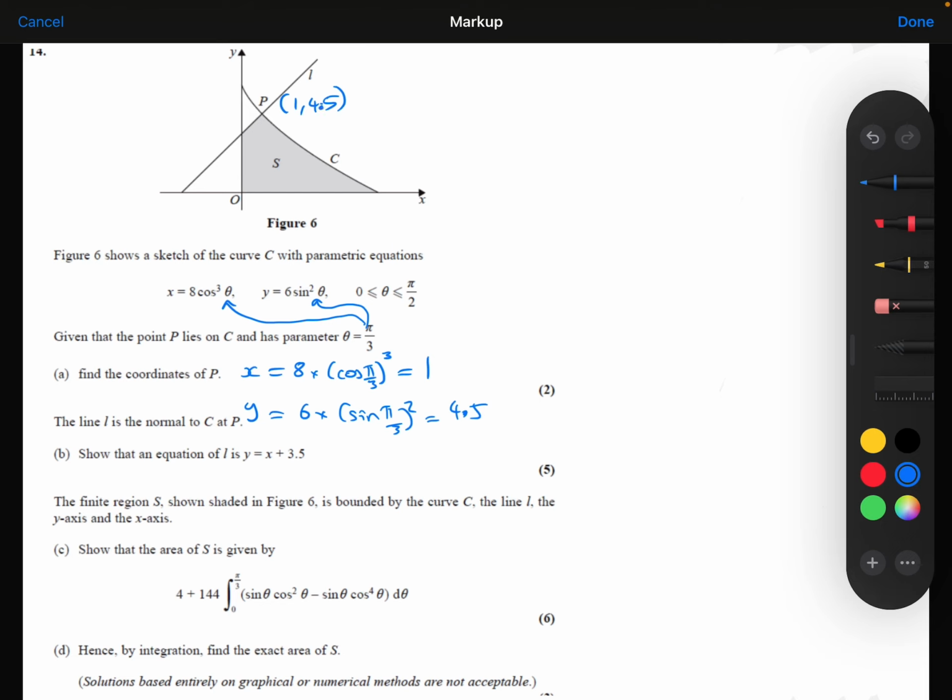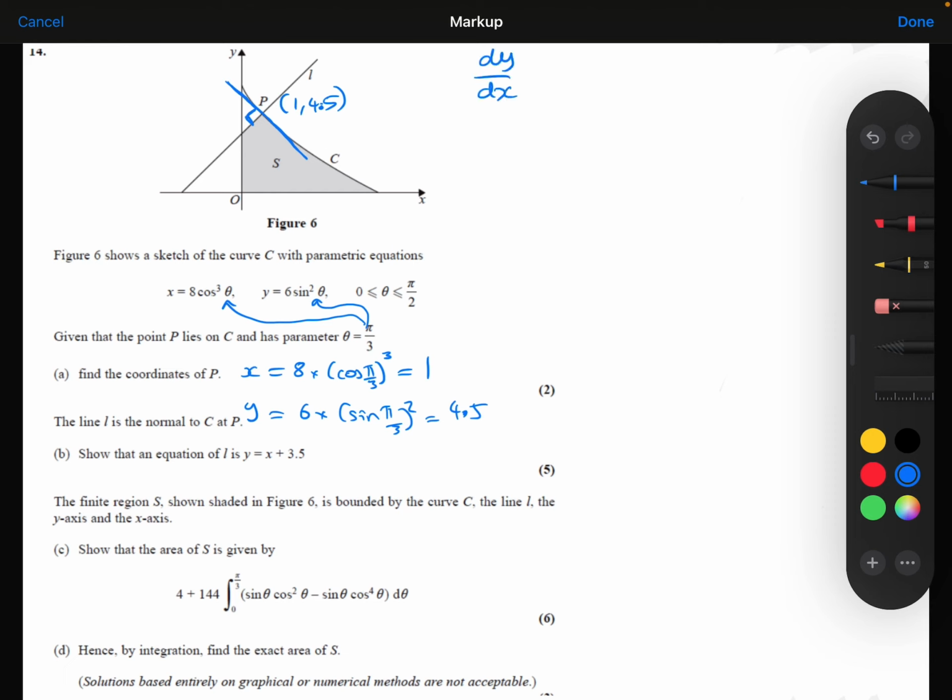Part B. We're told that the line L is normal to the curve at P, and we need to show its equation is y equals x plus 3.5. So it's normal to the curve, so we know that it's perpendicular to the tangent at point P. So L is perpendicular to the tangent. So if I can work out the gradient of the tangent, then I can do the negative reciprocal.